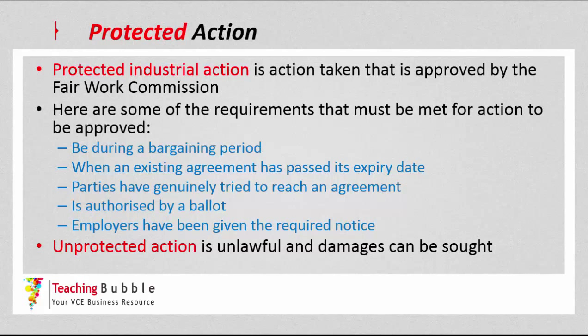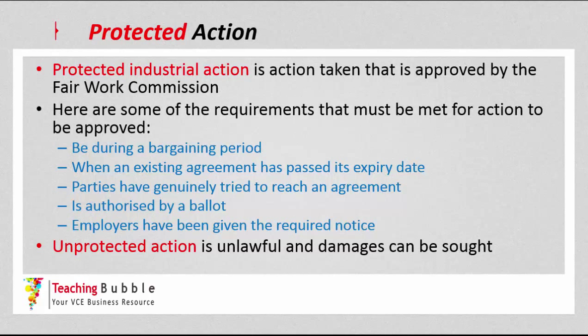In order for it to be protected action, there are some requirements that must be met. It needs to be during a bargaining period, when an existing agreement has passed its expiry date, so they're looking for a new agreement. The parties must have genuinely tried to reach an agreement, so Fair Work won't approve it unless they've initially tried to resolve the agreement themselves. It must be authorised by a ballot, which is a secret vote where employees write down on paper whether they vote yes or no, and it needs 50% to agree yes for the industrial action.